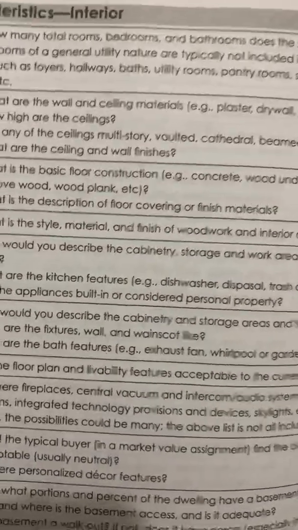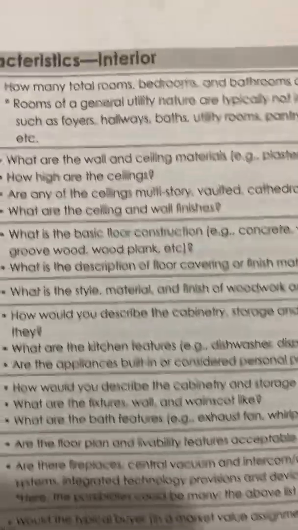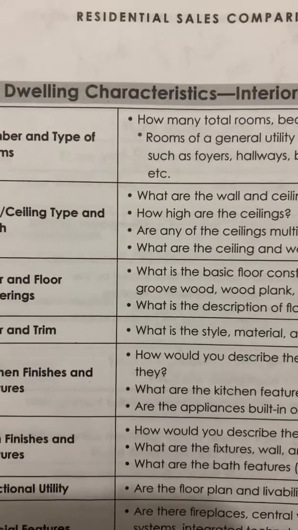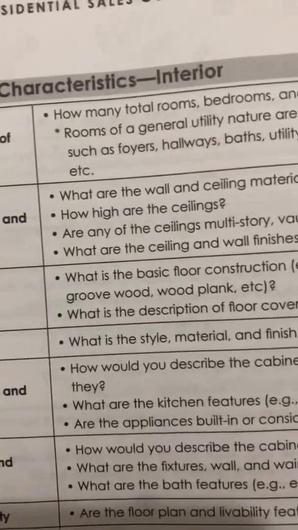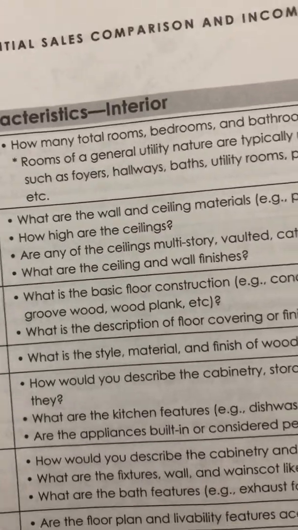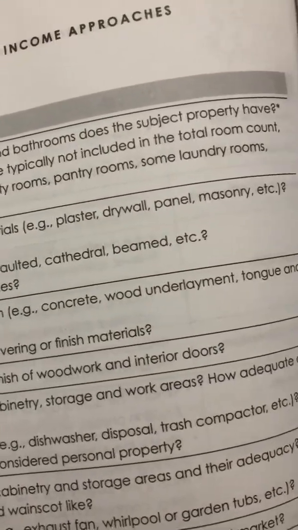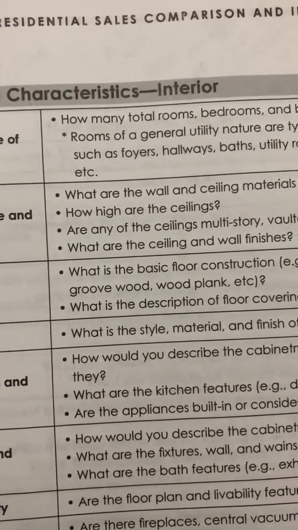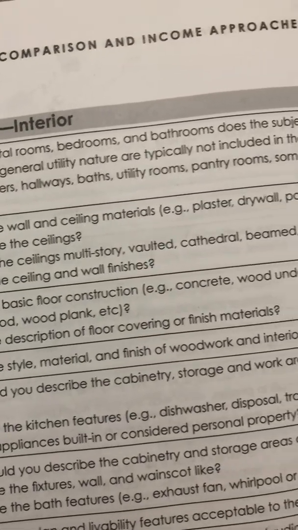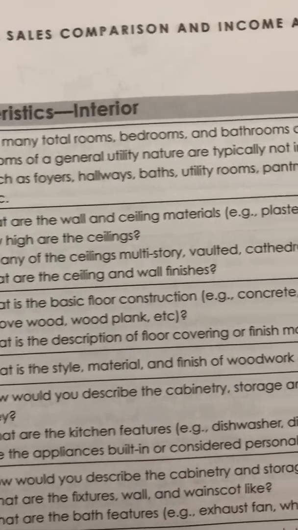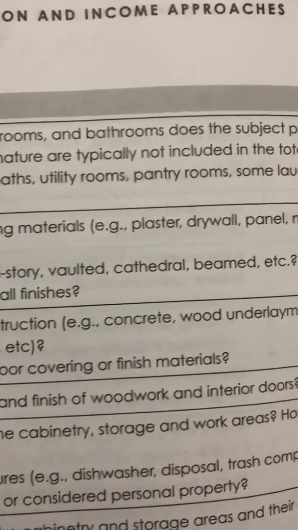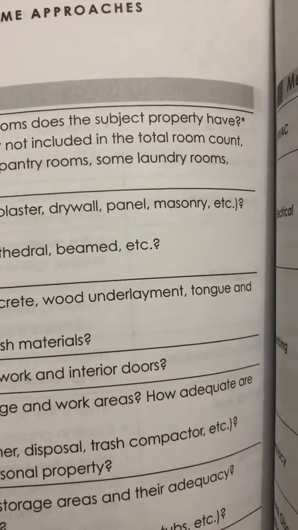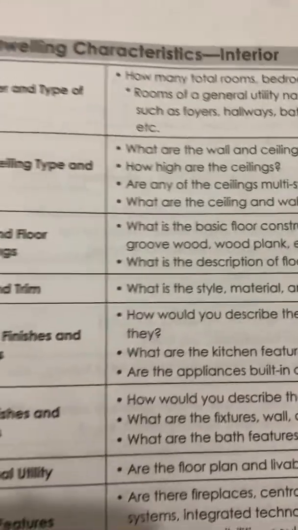Residential sales comparison and income approaches, page 32. Dwelling characteristics, interior, number and type of rooms. How many total rooms, bedrooms, and bathrooms does the subject property have? Rooms of a general utility nature are typically not included in the total room count, such as foyers, hallways, baths, utility rooms, pantry rooms, some laundry rooms, etc.